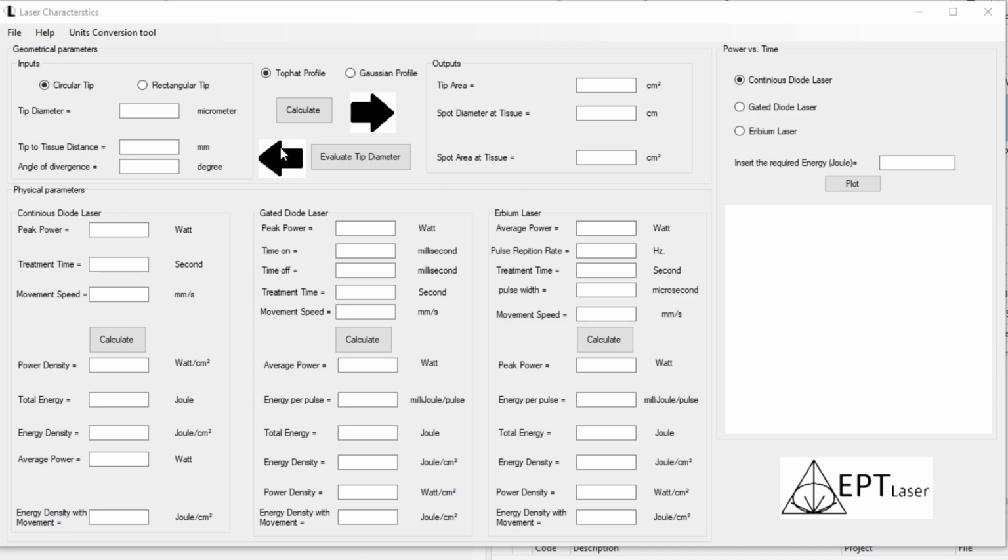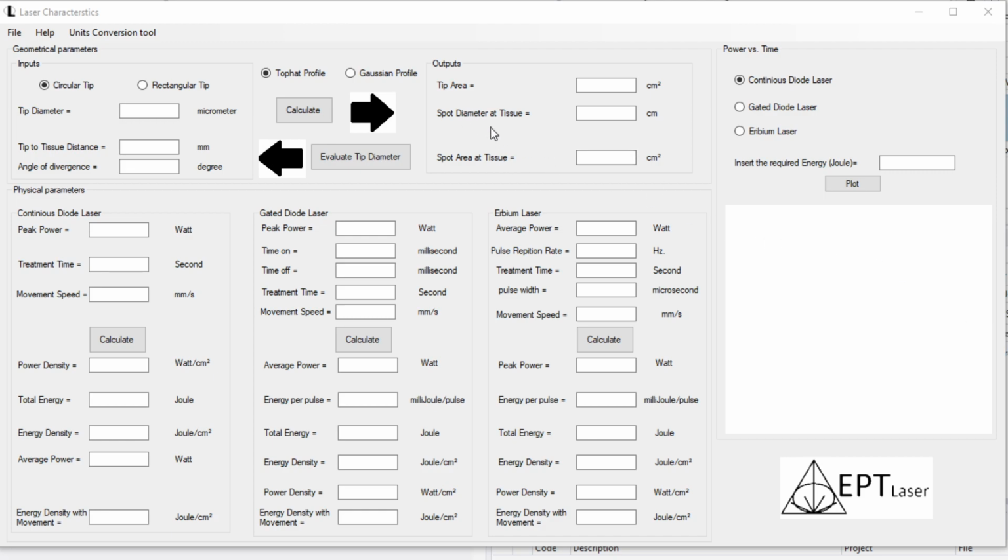The geometrical parameters define the relationship between the tip of the laser and the tissue, area and distance. For the forward calculation from left-hand side to the right-hand side, if you define the tip diameter, the tip to tissue distance, and the angle of divergence going forward, you can define the top hat profile or a Gaussian profile, and you can find the tip area in centimeters squared, the spot diameter at tissue in centimeters, and the spot area at tissue in centimeters squared.